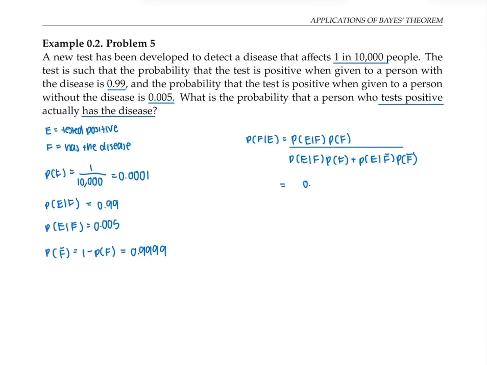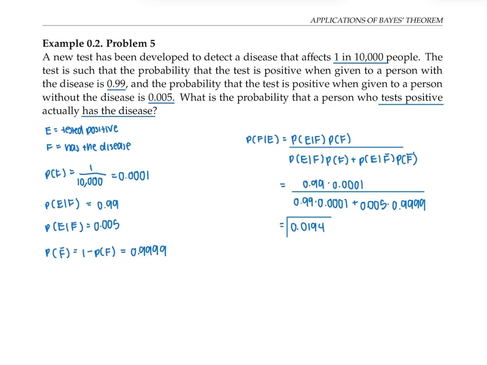Now that we have all of our information, let's plug that back into our equation. So this is simply 0.99 times 0.0001 over 0.99 times 0.0001 plus 0.005 times 0.9999. If we use a calculator to calculate the final value, we are going to get for this problem 0.0194, which is equal to about 1.9%. This seems like a very low figure.